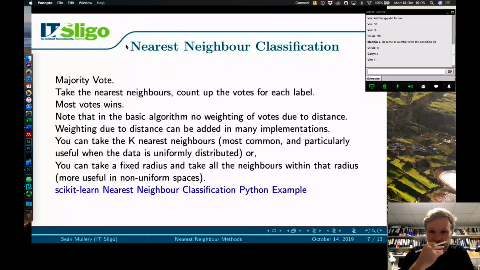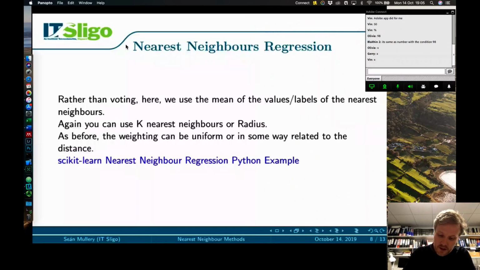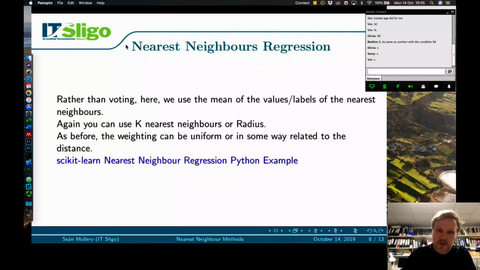As always, if you see text in blue there, you know that you can click on it. So you can go through and find an example on Scikit-learn of a classification using this nearest neighbour method. You can go and have a look at that in your own time. You can also use nearest neighbours for regression. So rather than voting, here we use the mean of the values of the labels of the nearest neighbours. So let's say, for example, they're not necessarily labels of this class or that class, they're a particular value.